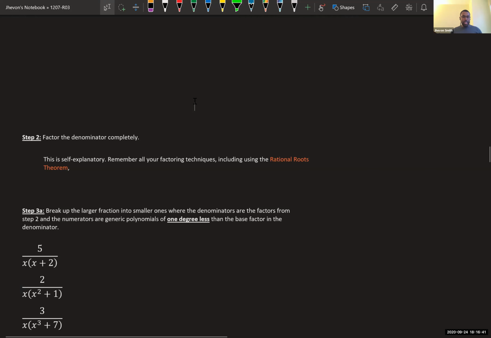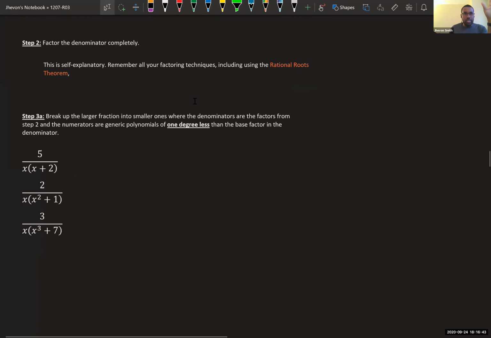Fix the formatting later. Okay, so once you know everything is proper, the next step is to factor the denominator completely. Now, I'm not going to teach you how to factor, right? We don't have time for that. So I'm going to assume everyone here knows how to factor stuff.